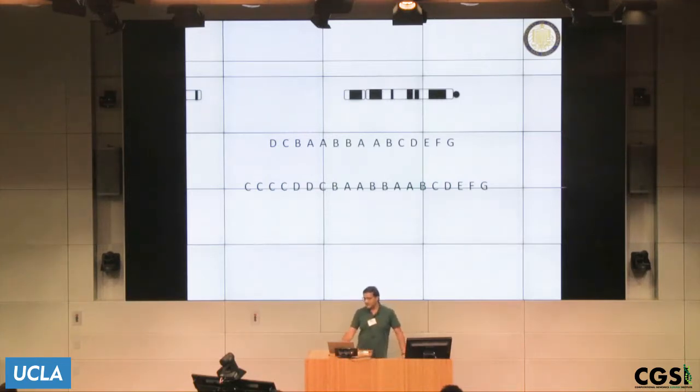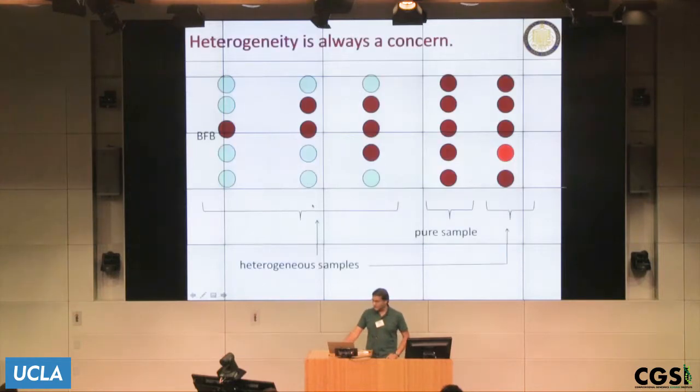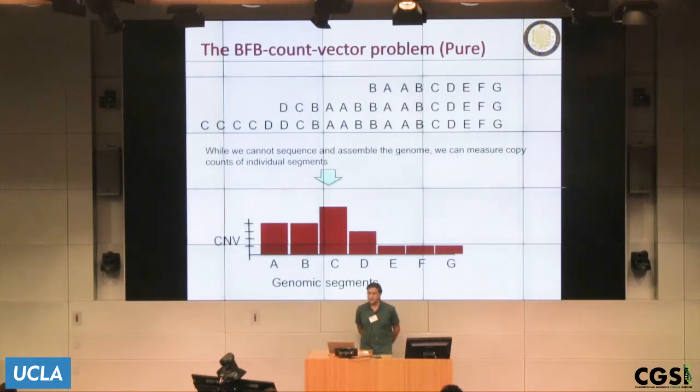But the question for us, of course, is whether we can take the paired end signatures from this and predict whether or not breakage fusion bridge happened. I'm going to skip this slide in the interest of time. It has to do with heterogeneity, so let's go to the pure problem. You take one of these tumor genomes, take short reads from them, sequence them, map them back to the reference and get counts. This is often what a copy number pipeline would do.